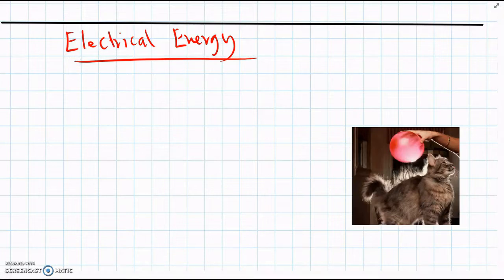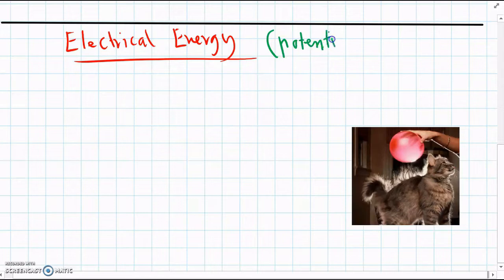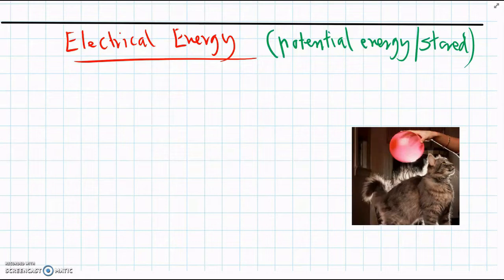And electrical energy, remembering back to our energy topic, energy can either be kinetic energy of things moving, or it can be potential energy, which is stored. And electrical energy is a type of potential energy because it's stored. And we can see that when we actually look at some charged particles.